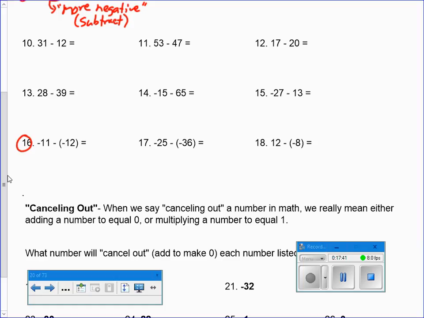So here what's different is now we're not adding a negative, we're subtracting negative. So if we're subtracting a negative, that means we should be getting less negative. Right, in other words, we're going to be adding on this one. So this would be the same as negative 11 plus 12. Alright, which is going to make a positive 1.